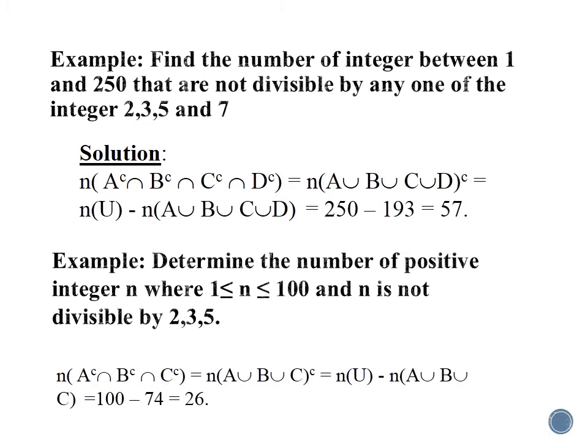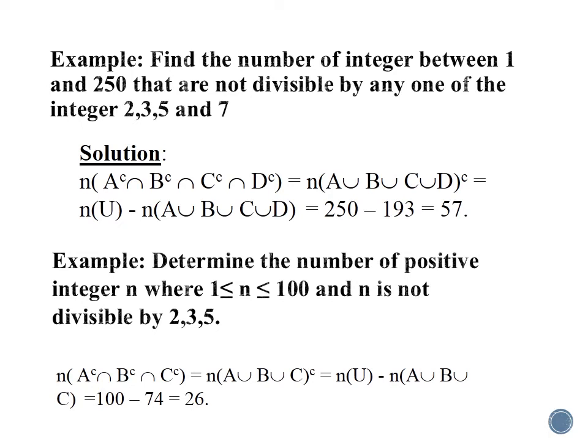So the cardinality of A complement intersection B complement intersection C complement intersection D complement is equal to the cardinality of A union B union C union D, whole complement, by De Morgan's law. That is the same as the cardinality of the universal set minus the cardinality of A union B union C union D. So the cardinality of the universal set is 250, and then minus, here we already found that n of A union B union C union D equals 193. When we substitute, we get the answer as 57.